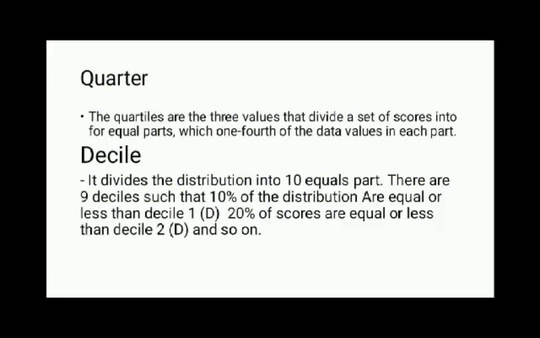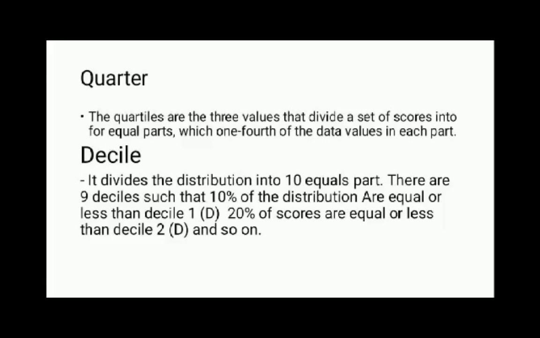Quartile. The quartiles are the three values that divide a set of scores into 4 equal parts, with 1/4 of the data values in each part. Quartile refers to one of the 4 equal parts into which a data set is divided. The first quartile is the value separating the lowest 25% of the data from the rest of the data set. The second quartile is the median of the data set, which separates the lowest 50% from the highest 50%. And last, the third quartile is the value separating the lowest 75% of the data from the rest of the data set.